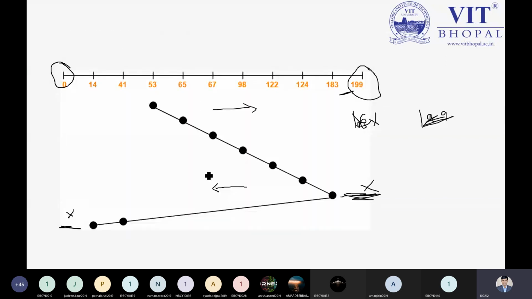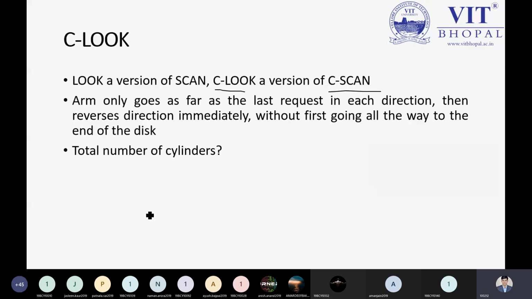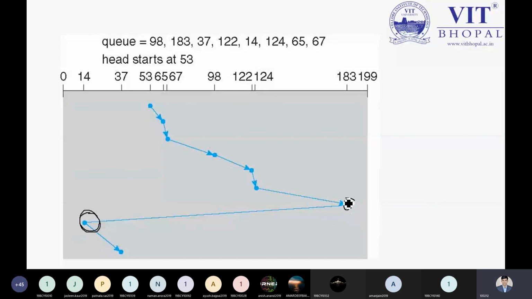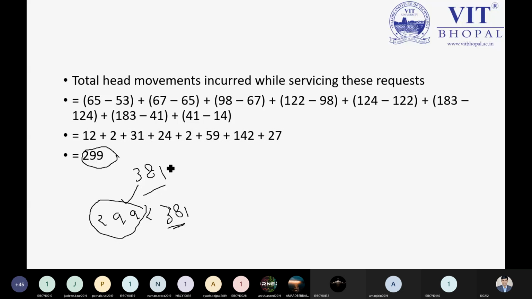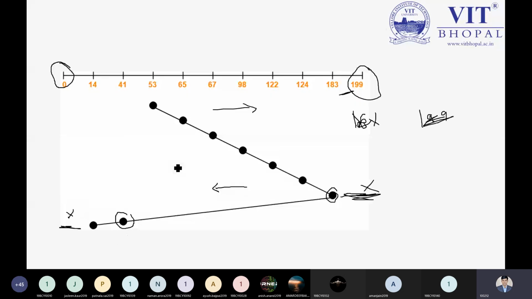In LOOK, what happened? In LOOK, you are going to 183 and then you are going to 41. Okay, 41 is much closer than 14. But in the case of C-LOOK, we go to 183 and then we need to move to the first request, not 41 or 37 what we have. Then we need to go to its next request, that is 37. So this is a little bit of a difference between C-LOOK and LOOK. This is the difference you need to keep in mind.